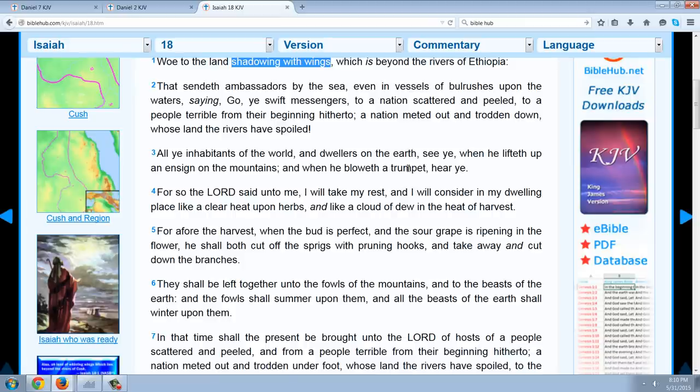It's also a nation that is meted out and trodden down. That means that that nation is measured. Every bit of land in it is measured and has been plotted out. How many nations do you know of? Think of Russia and Siberia, where no one even knows what's there. And it's also a land whose land the rivers have spoiled. It's a land that's divided by rivers, and the borders of the majority of states in the United States are actually a river. You can see states like Missouri or Ohio or many states that have, we'll call them squiggly borders. Those borders are rivers. So it is literally a land who the rivers have spoiled.